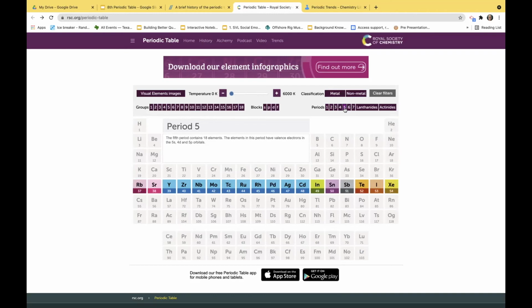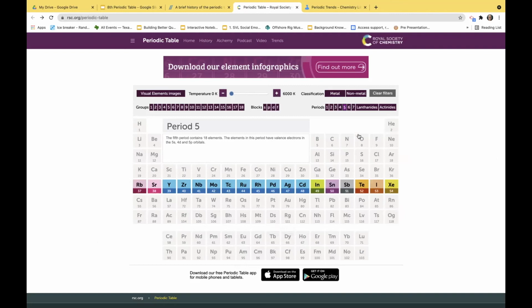So for example, within any given period, the atomic size will actually decrease as we move from the left side to the right side. The size will decrease. Also, we'll notice changes in density. So the most dense elements are actually going to be in the middle of the periodic table, and then towards the left and the right ends, you're going to have your least dense elements.